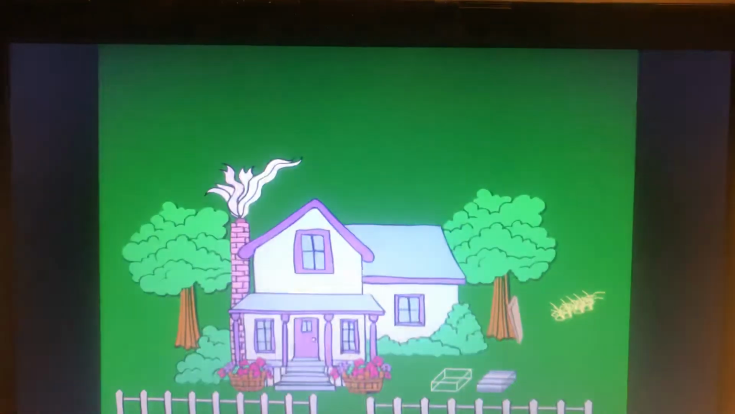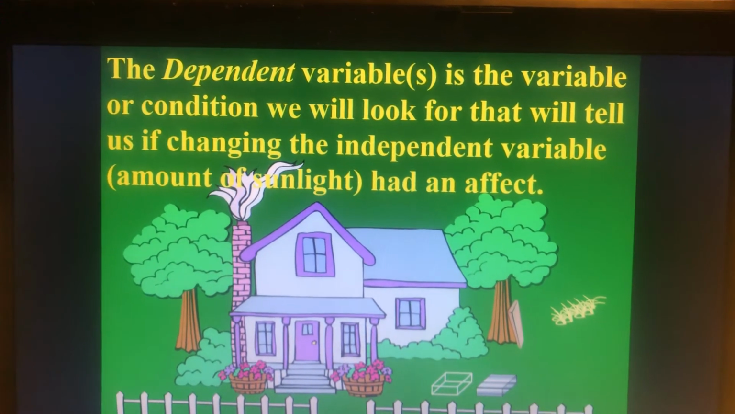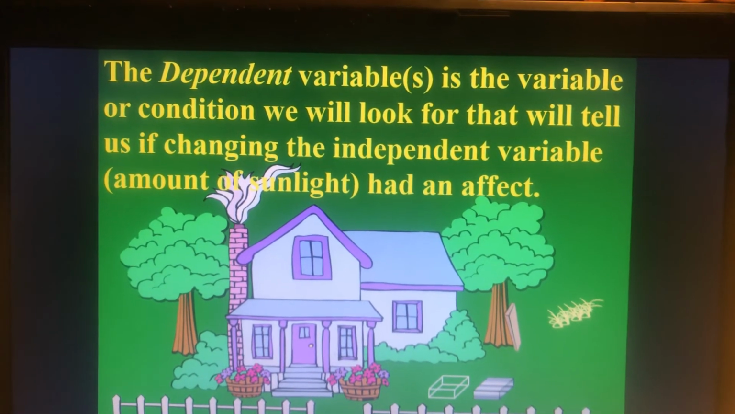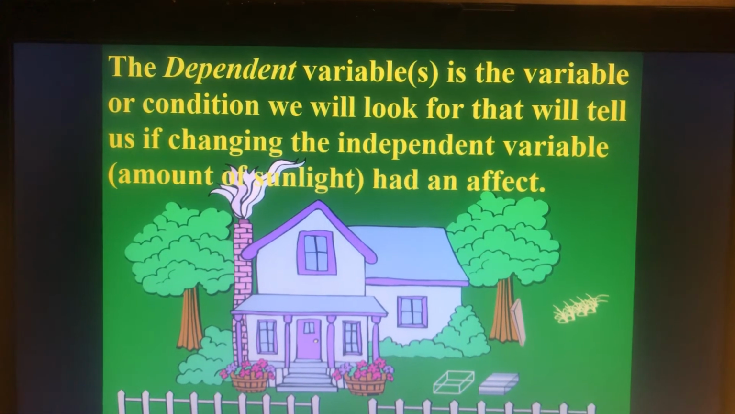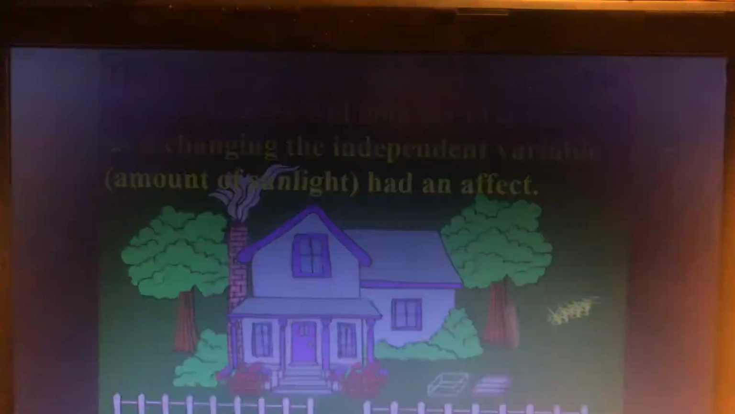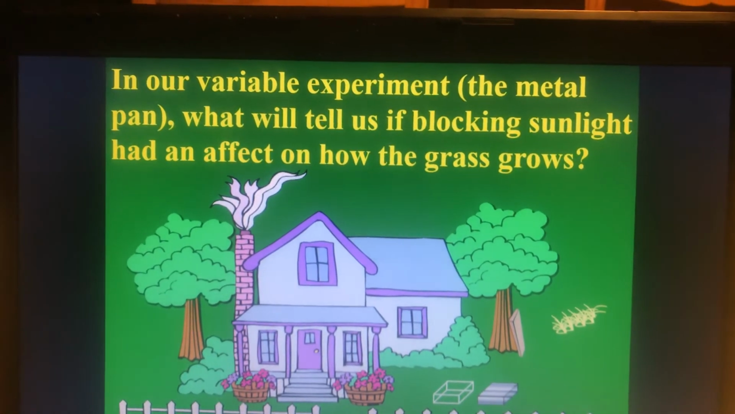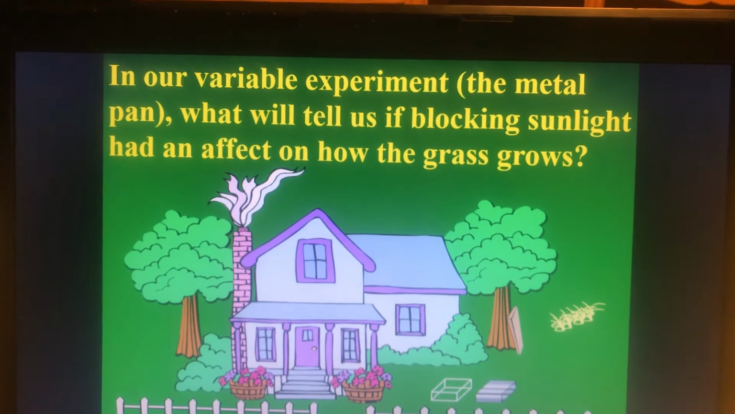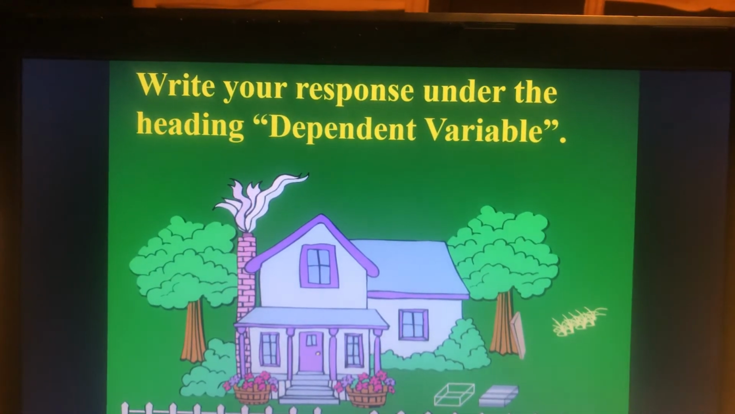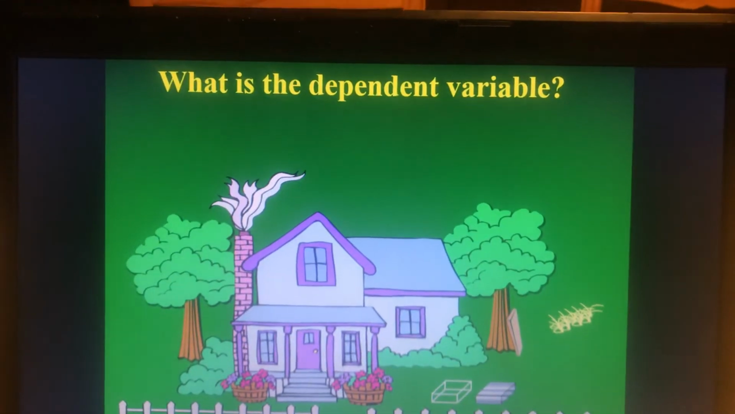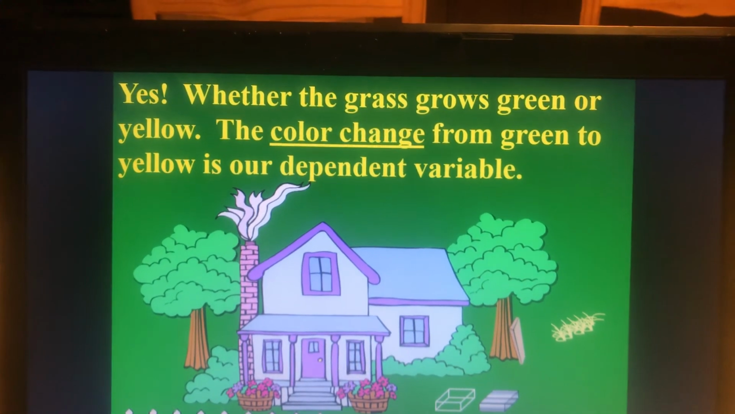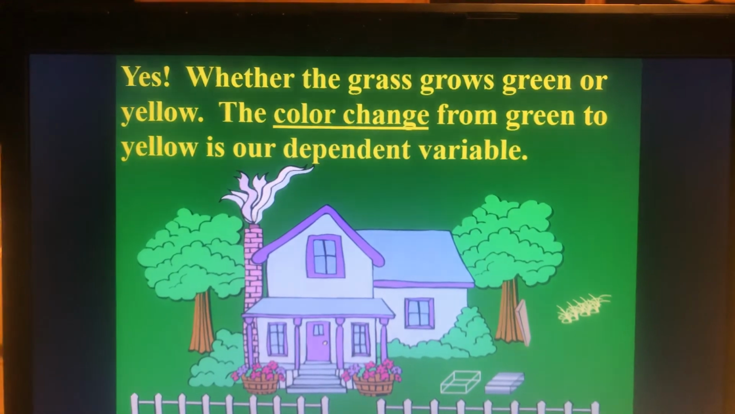The dependent variable is the variable or condition we will look for that will tell us if changing the independent variable, the amount of sunlight, had an effect. In our variable experiment, the metal pan, what will tell us if blocking sunlight had an effect on the grass growth? Write your response under the heading dependent variable. What is the dependent variable? The color change from green to yellow is our dependent variable.